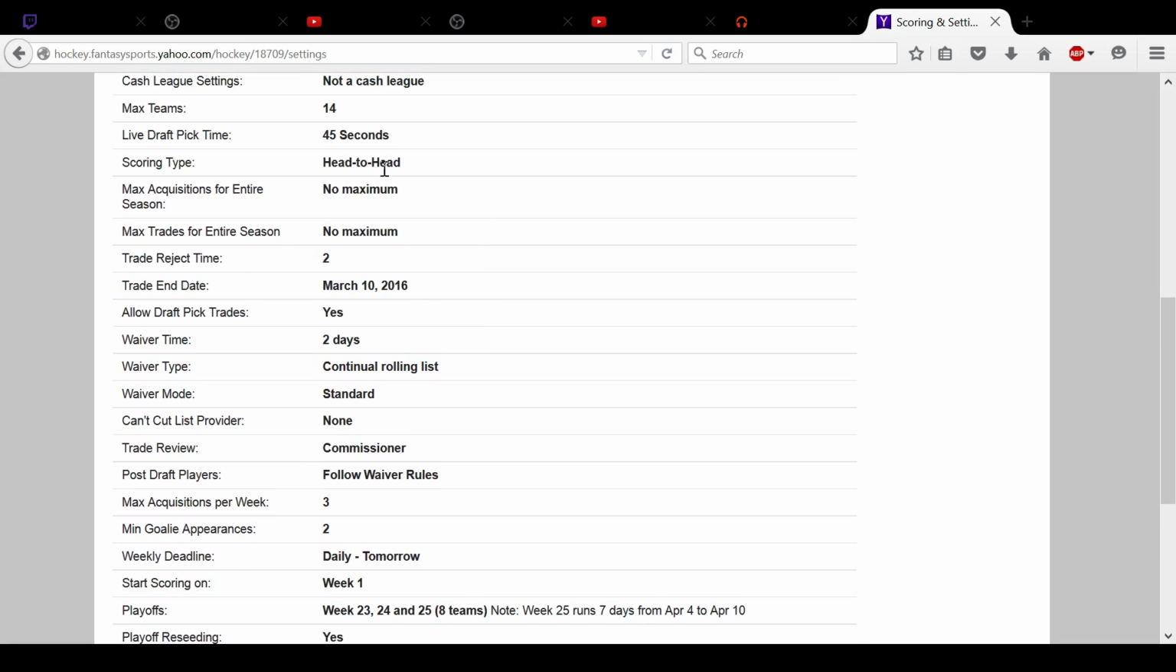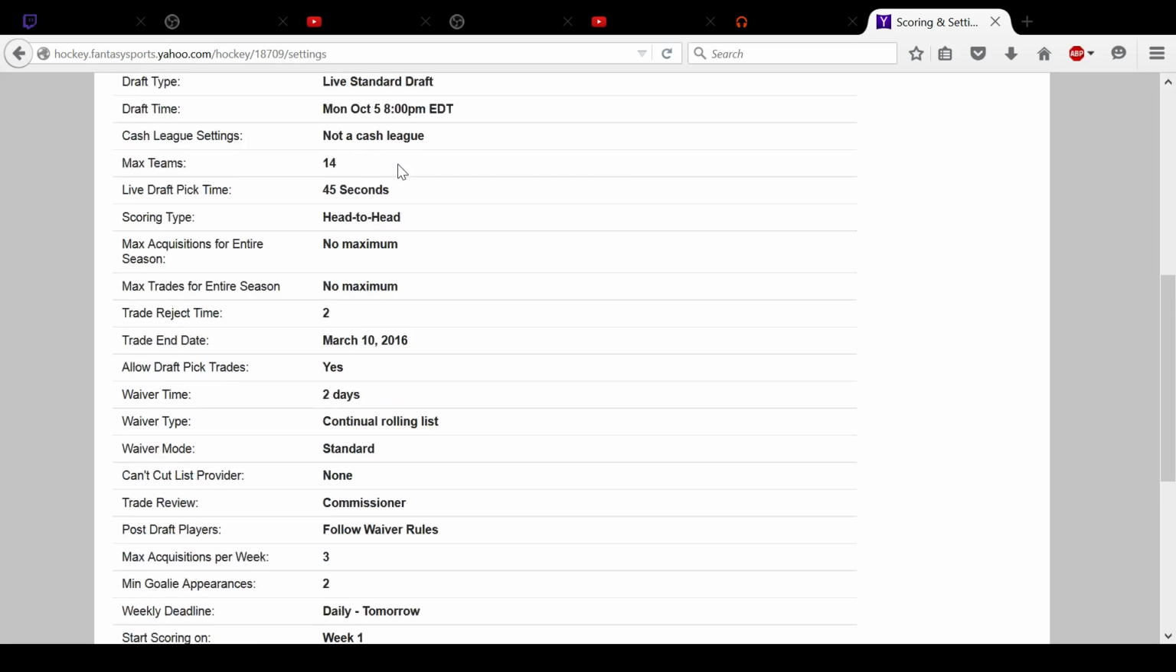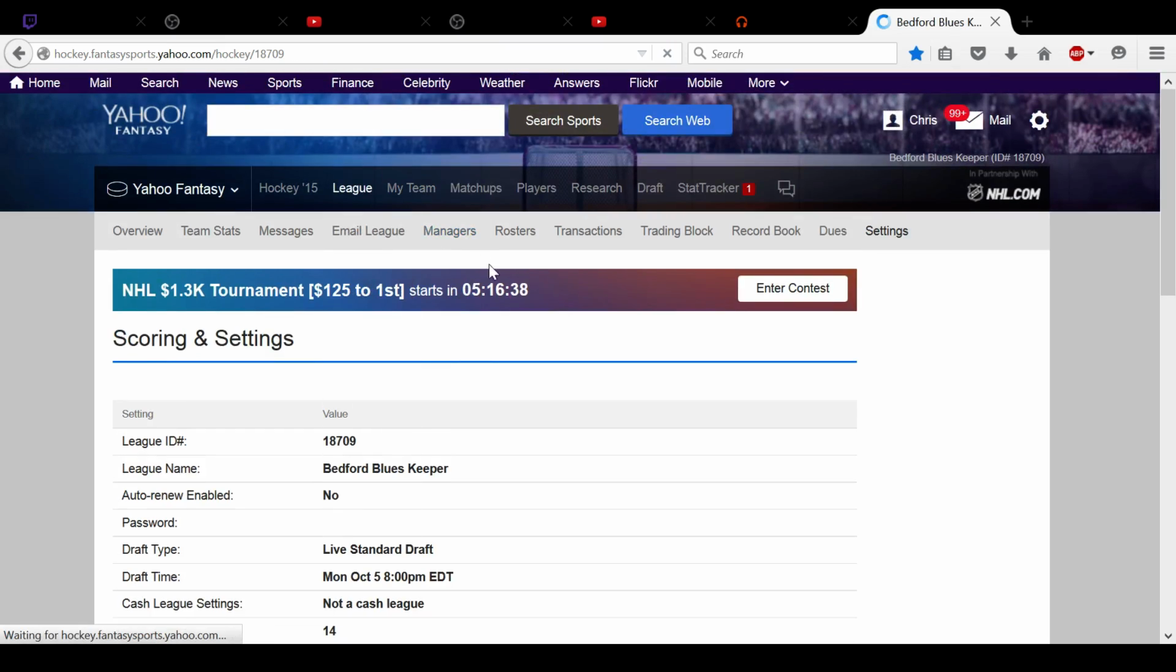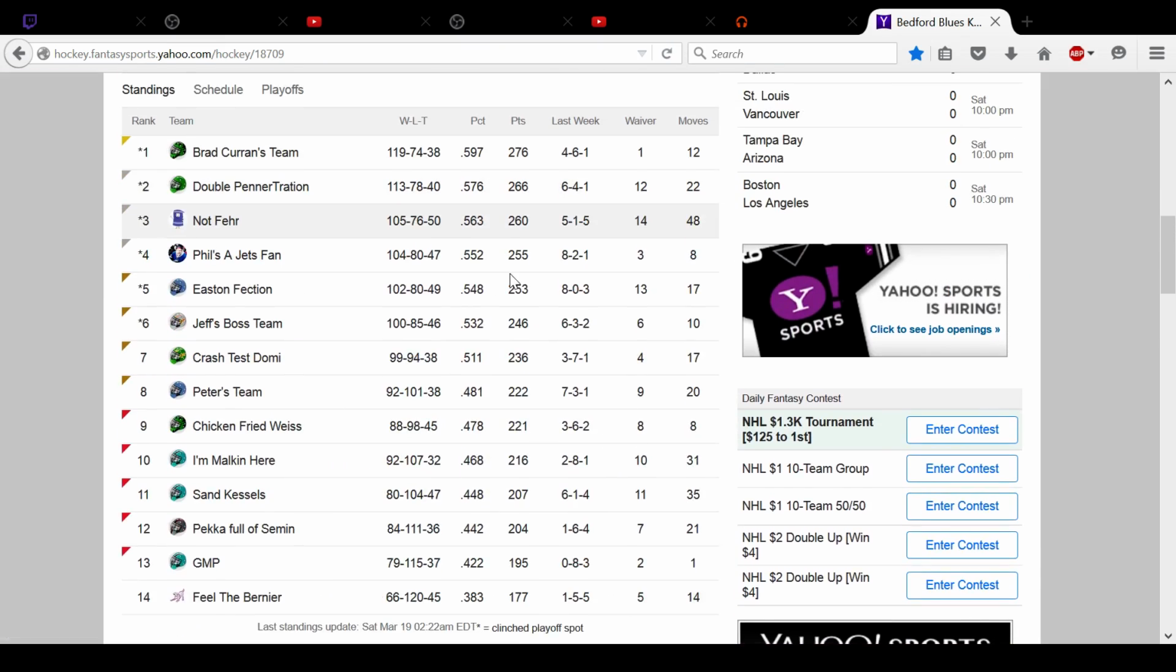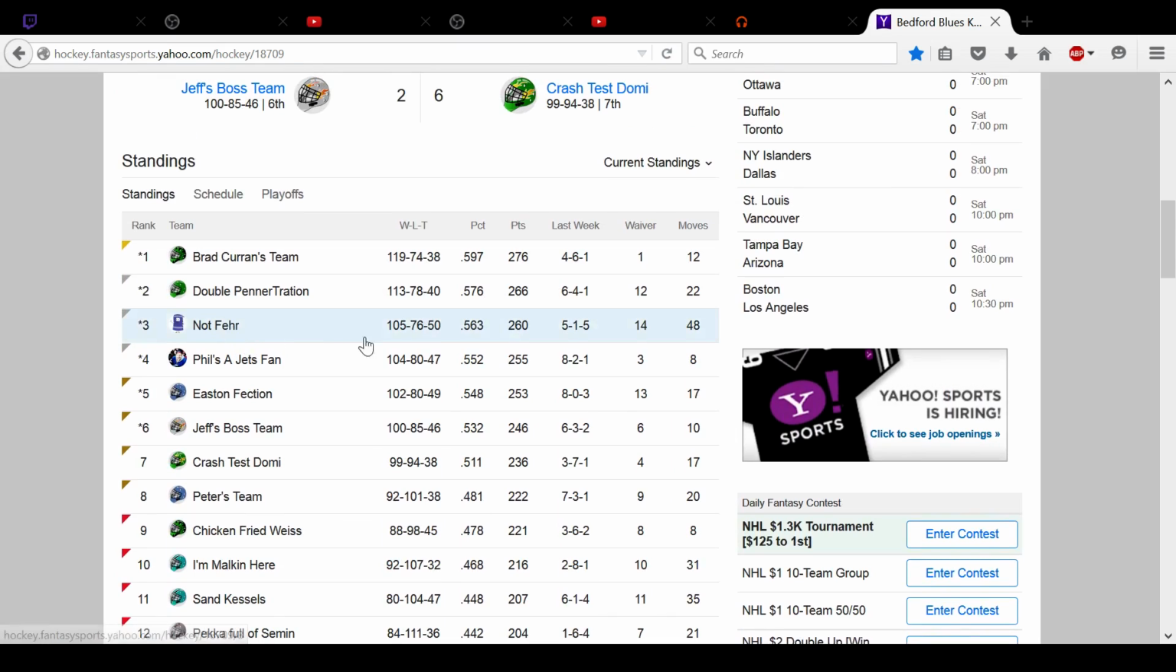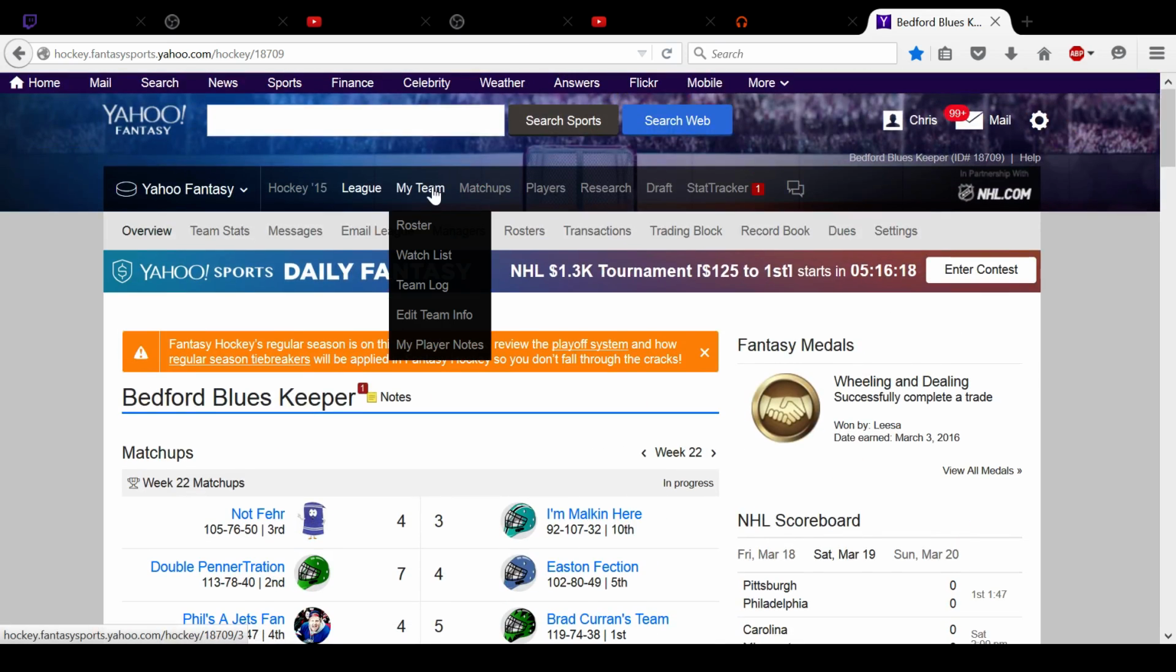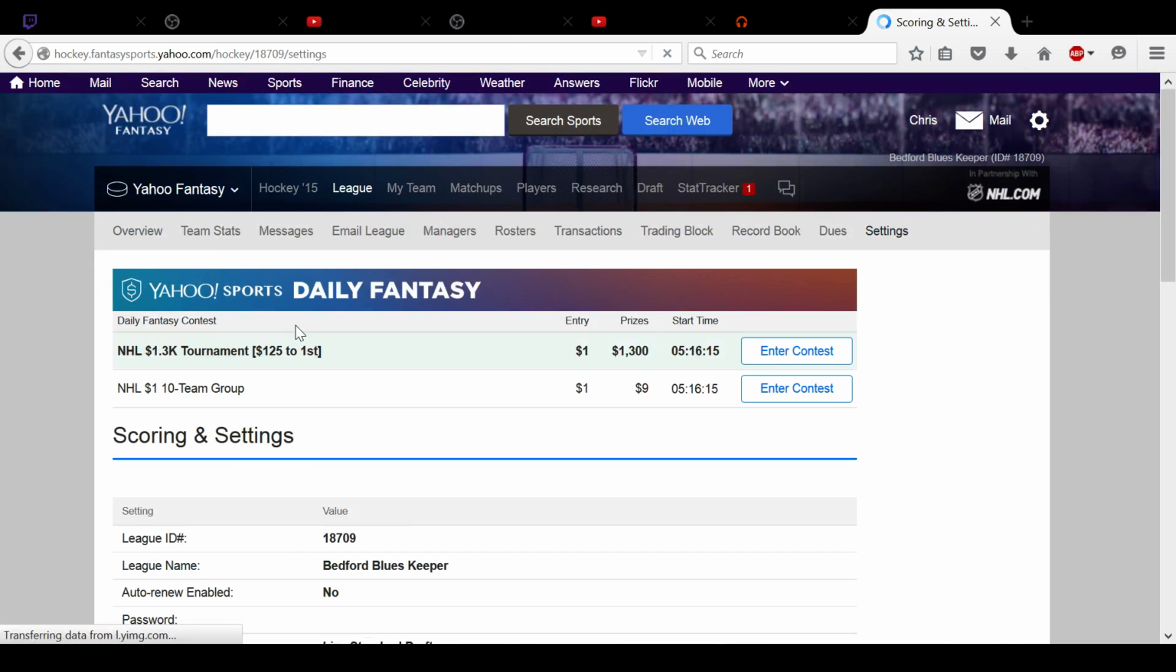So head to head generally is, I believe, the most popular format on Yahoo, where each week you play a different opponent from your league, and your scores against that opponent are tallied up in terms of points, and you have an overall scoreboard, as I showed you at the beginning here, where you accumulate points for the season. So my record is 105, 76, and 50: 105 wins, 76 losses, and 50 ties. Going back to the settings, which we're going to be focusing on today.